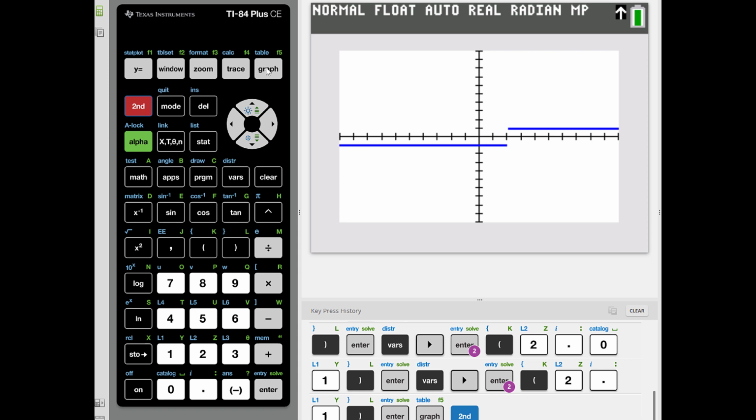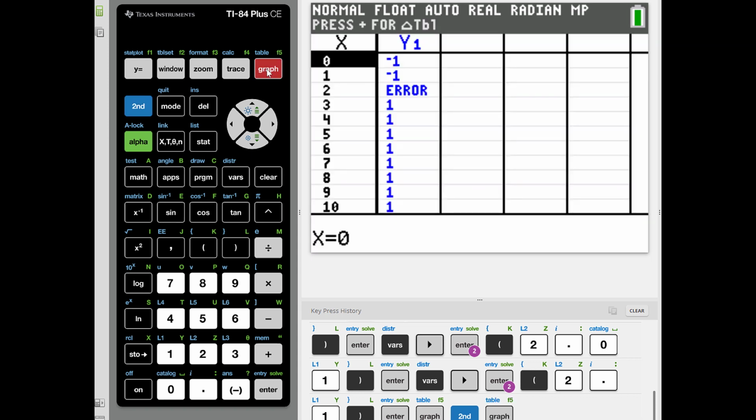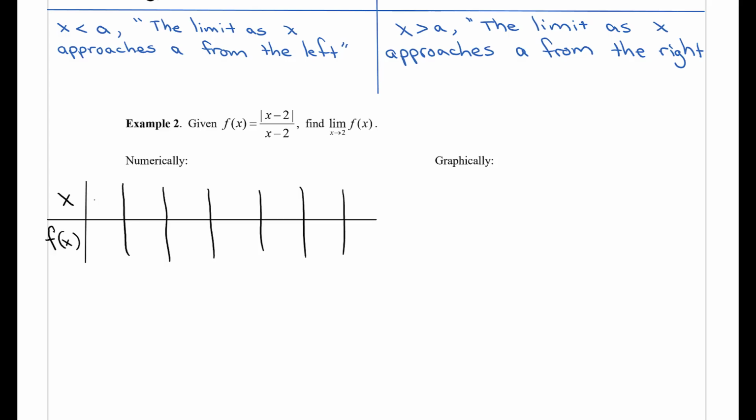If I were to look at the table of values, second table, I'm going to notice here that at x equal to 2 it says error, but all the numbers that are less than x equal to 2 are going to be y values of -1, and all the numbers that are greater than x equal to 2 are going to be y values of 1. So this tells me that the right-hand-sided limit is not equal to the left-hand-sided limit.